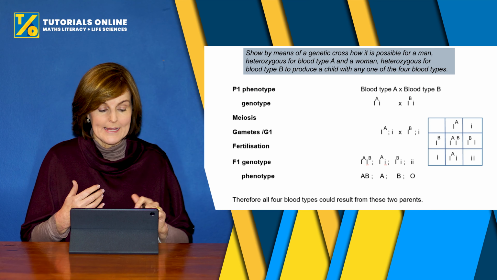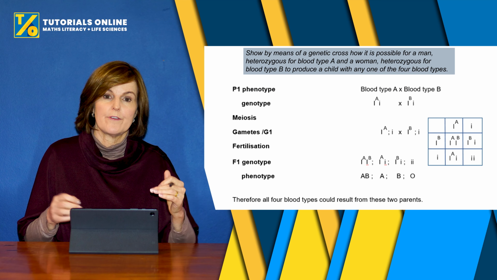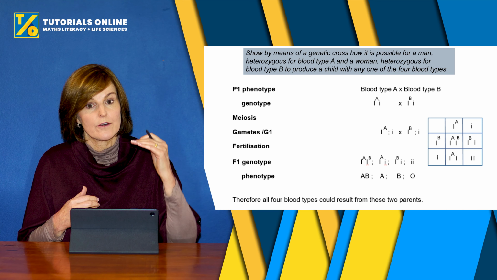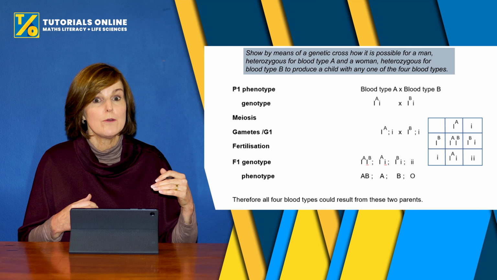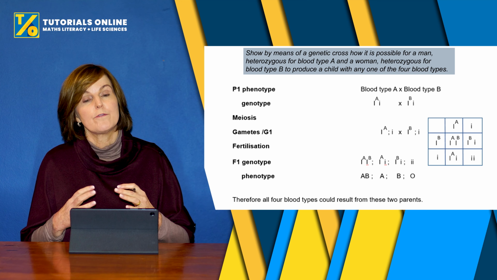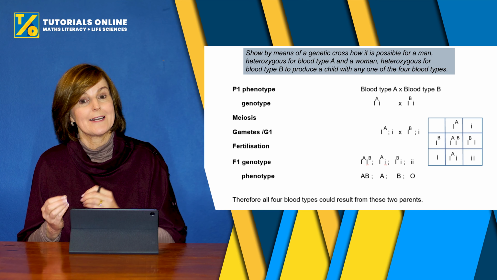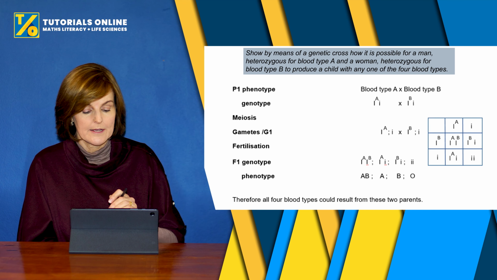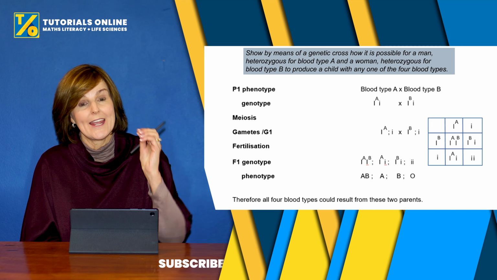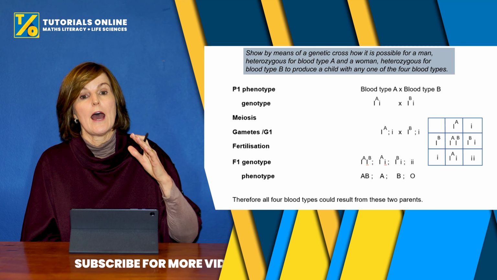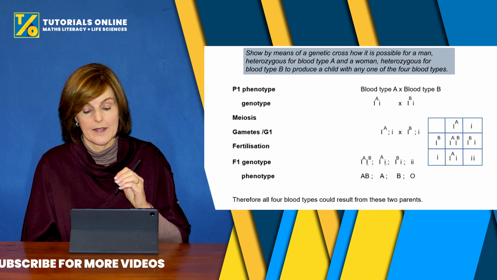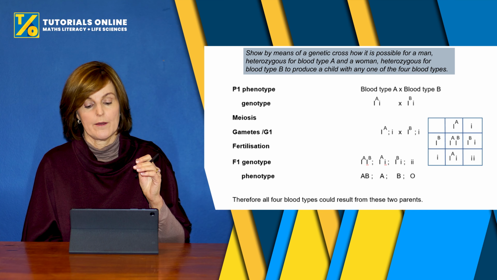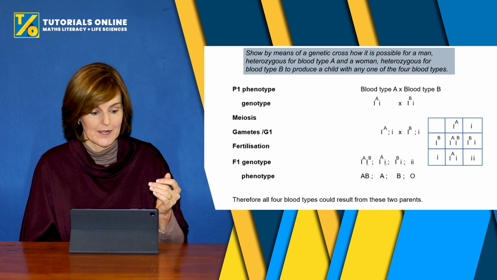So let's look here. Remember, with a genetic cross, it's very important that what you write on the left-hand side is in the correct order. So we're going to start with the P1 phenotype, and here we've got blood type A crossed with blood type B, and the genotype, you can see there, because they are heterozygous, you have to say IA with small letter i and IB with small letter i. You can't put two of the same alleles together because it's heterozygous.